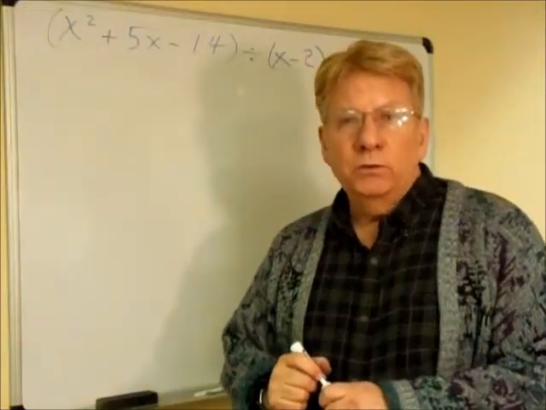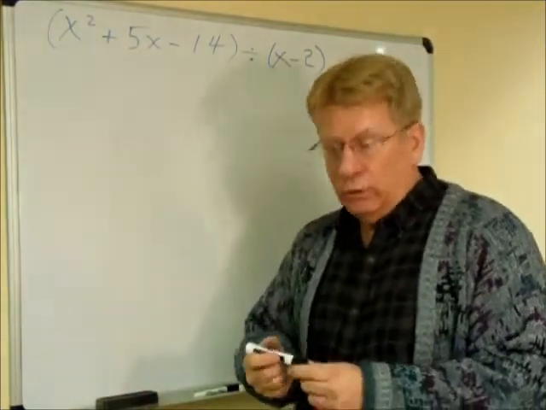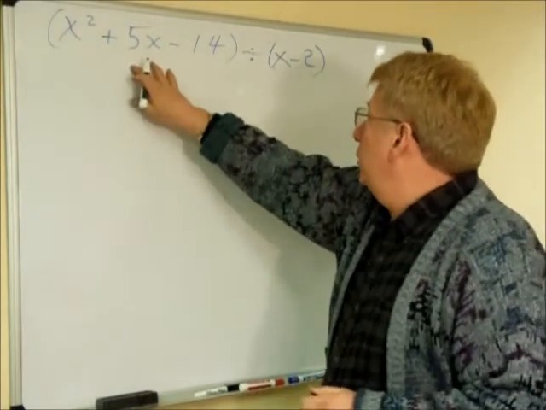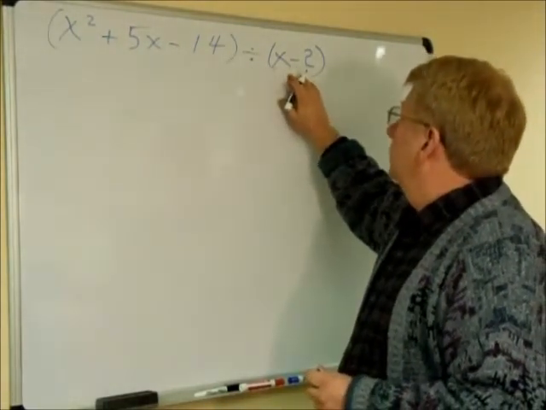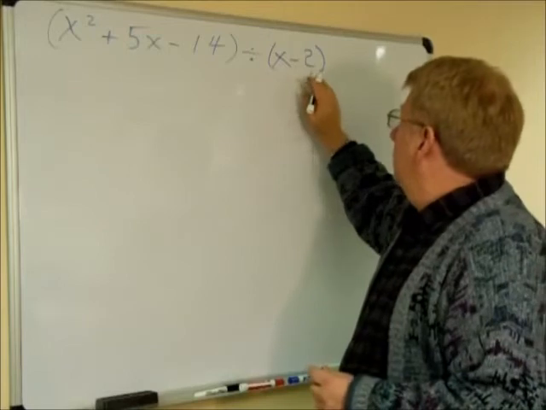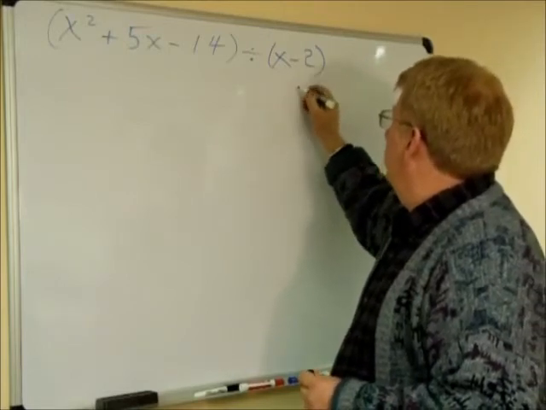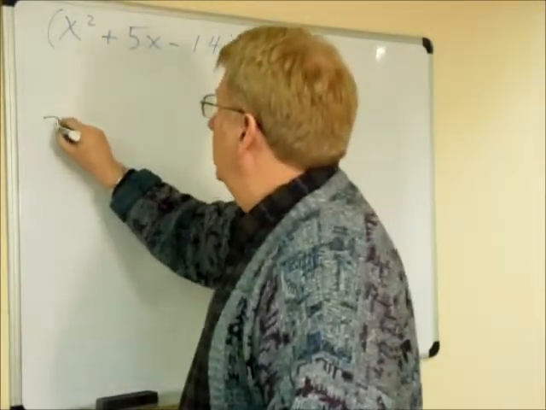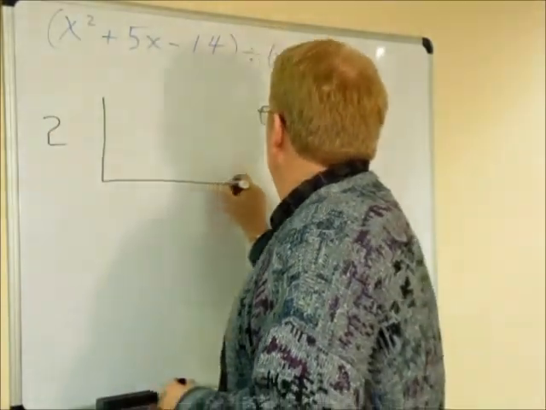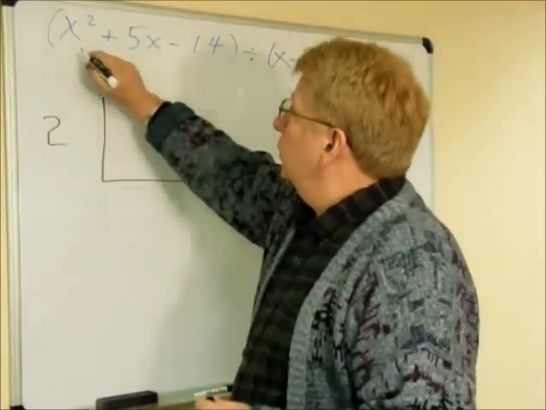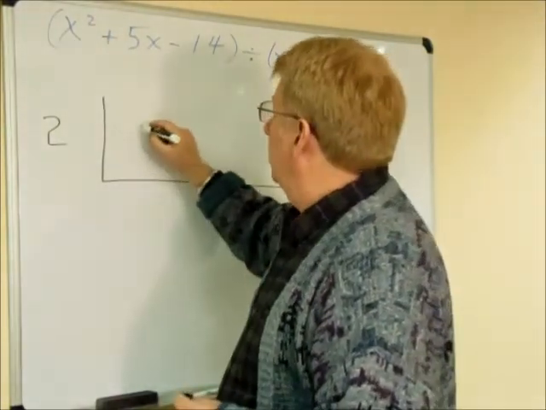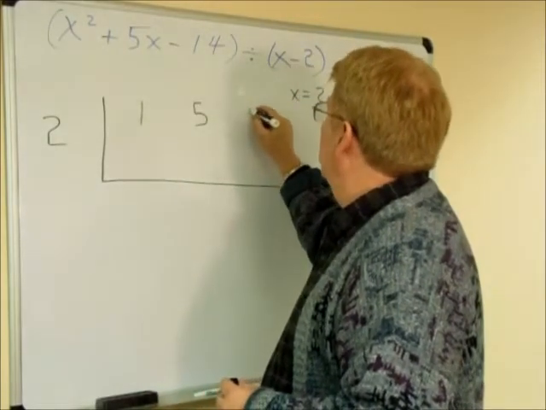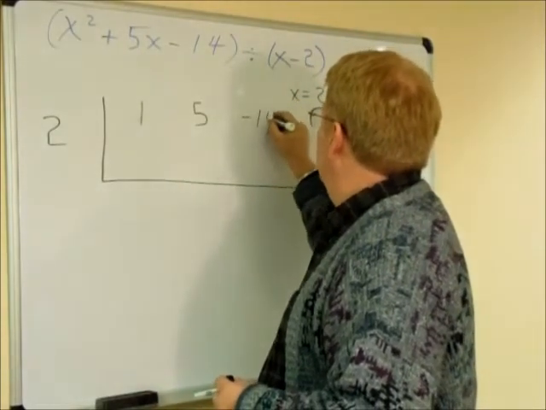Okay, we've used long division on this problem. Now let's use synthetic division. And to do that, we've got this polynomial function divided by this factor. So for synthetic division, we'll have x equal to 2. Put that here. And then we'll take the coefficients on this polynomial. So we'll have a 1, and we'll have a 5 from the x term, and a minus 14 from the constant.